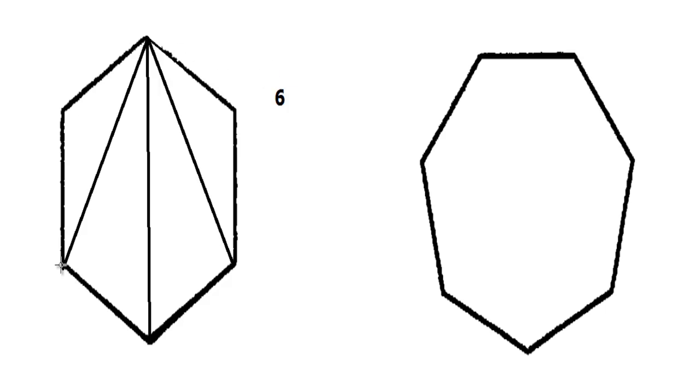From each of them, how many diagonals can we make? 3 diagonals, right? Are we clear? So the total number of diagonals in this case would be what? For each of these 6 vertices, I made 3 diagonals, right? Makes sense? Okay. Now notice this.